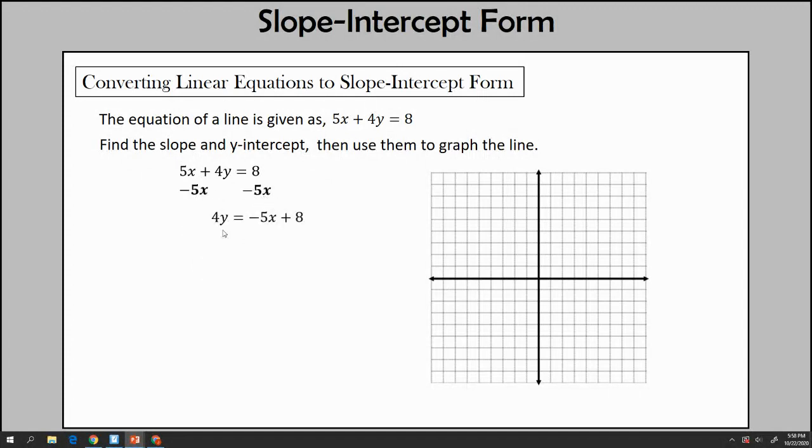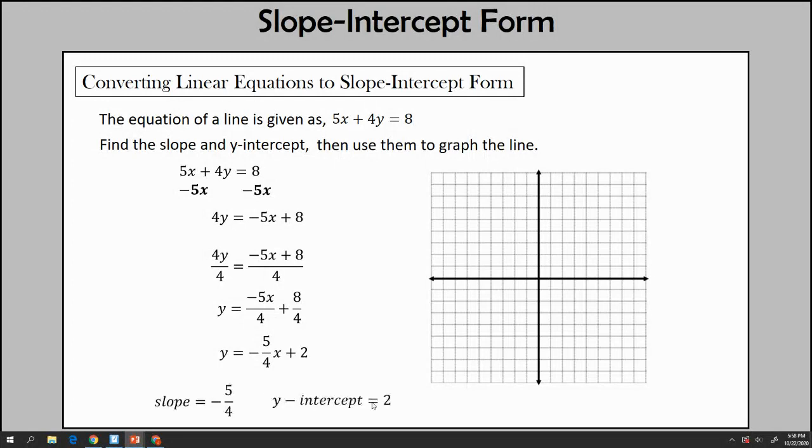Subtract 5x. 4y equals negative 5x plus 8. Divide everything by 4 on both sides. That cancels here. Becomes negative 5x over 4 plus 8 over 4. Each one of these two gets divided by 4. I get negative 5/4 x plus 2. So slope is negative 5/4, y-intercept is 2. Go over here and graph it.